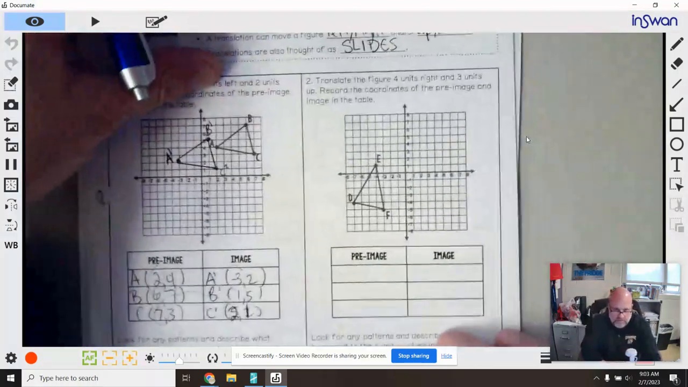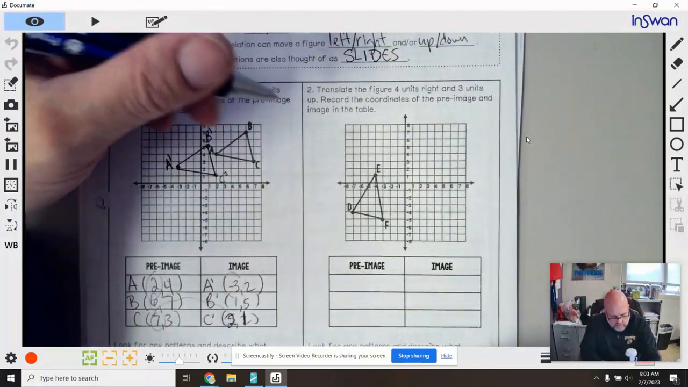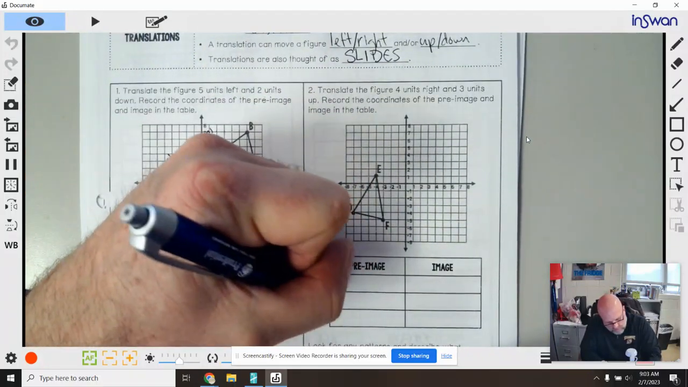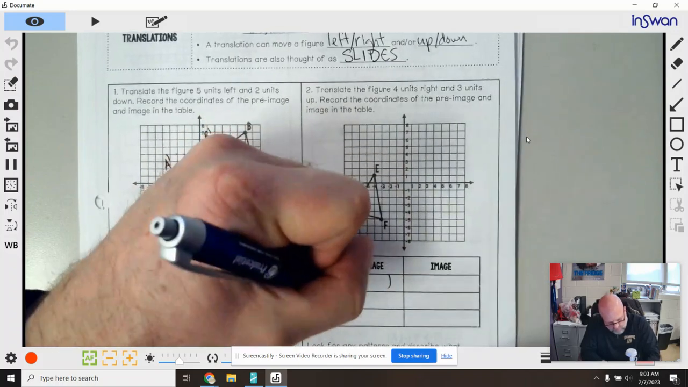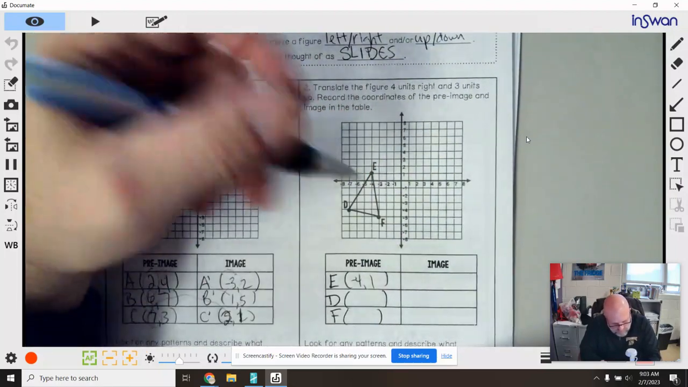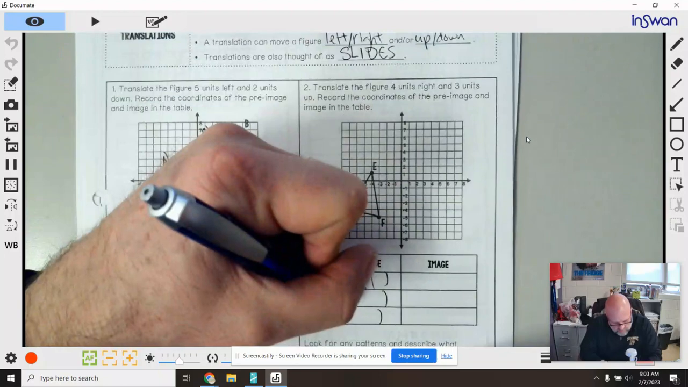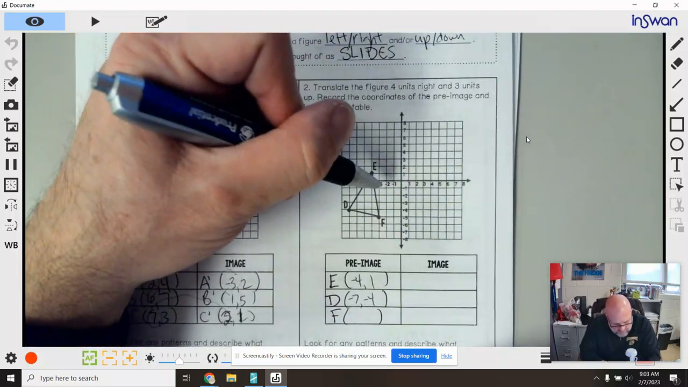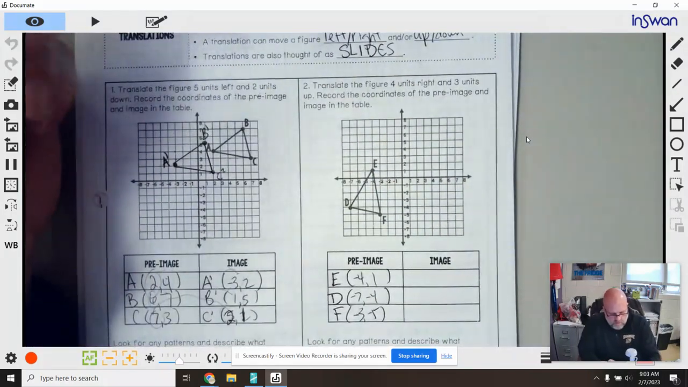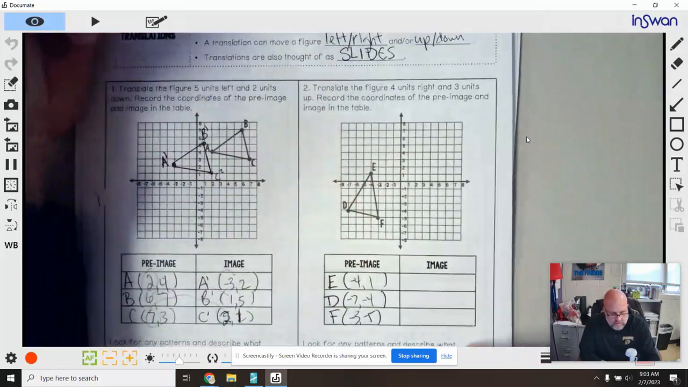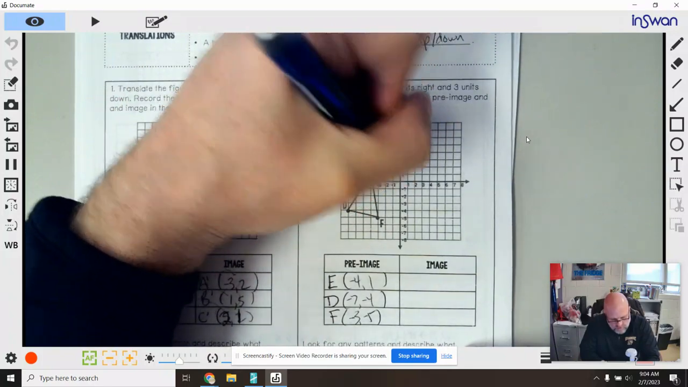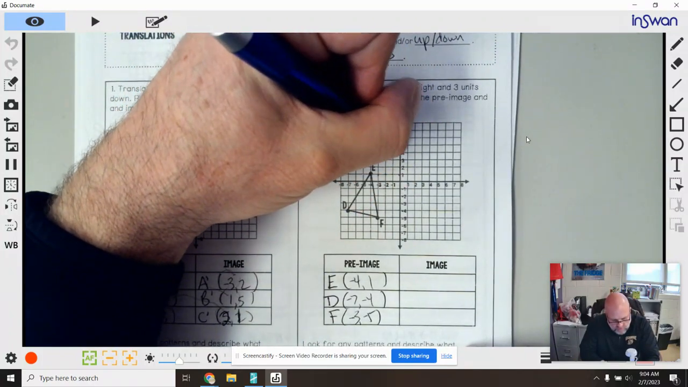So the next one says, translate the figure 4 units to the right and 3 units up. Okay, so let's go ahead and label our points here, E, D, and F. So these are our original, our pre-image. We see E is at -4, 1. D is at -7, -4. And F is at -3, -5. All right, so what they want us to do is go 4 to the right and 3 up. So if I start with E, I'm going to go 1, 2, 3, 4 to the right, and then 1, 2, 3 up.